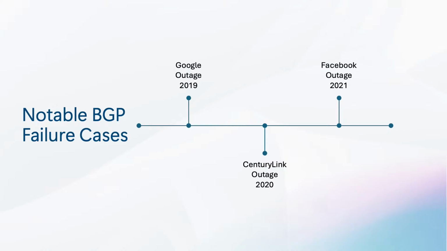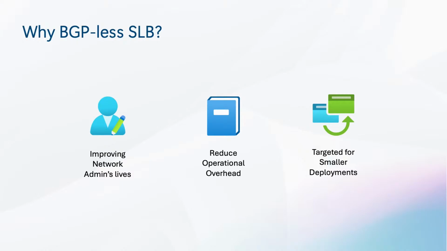On screen are just a few notable cases where BGP misconfigurations have led to serious downtimes and revenue losses for various services over the past few years. On the next slide, I'll go into some of the pain points with BGP and why we wanted to go with BGP-less SLB. As a result of BGP's fickle nature, making any changes or advertising any routes through it can be a point of paranoia for network admins.